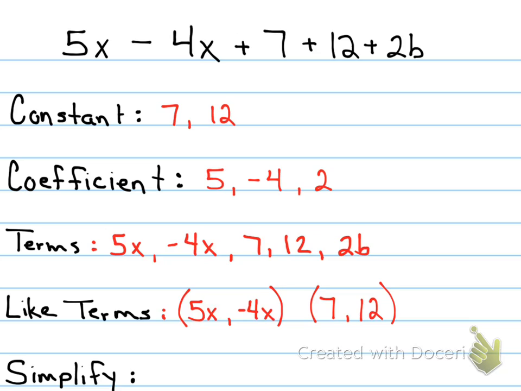Now I'm going to simplify. I'm going to combine my like terms and simplify the expression. So what's 5x minus 4x? Just 1x. And you can just write x. The 1 is understood. Now if you write a 1, I'm not going to count off, but the proper way to write it is an x. And then what's 7 plus 12? 19. And then my 2b. And that's my simplified expression.